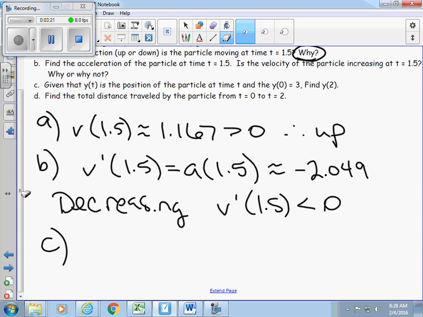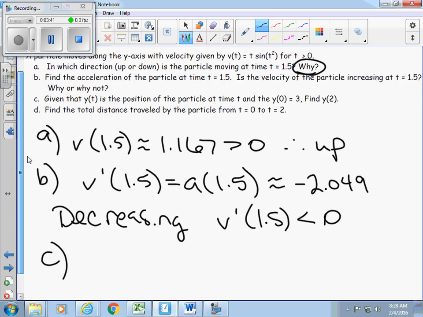Given that y of t is the position, y of 0 is 3, find y of 2. How would I do that? The position is the x-axis. Good. So we're going back to position. We have velocity. Antiderivative. Now, it is doable by hand.